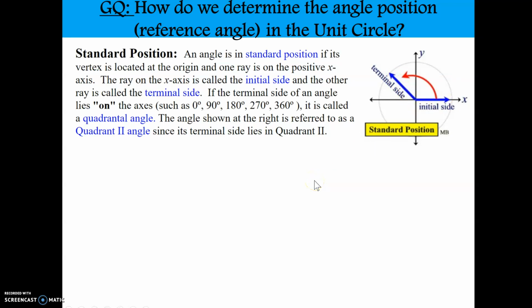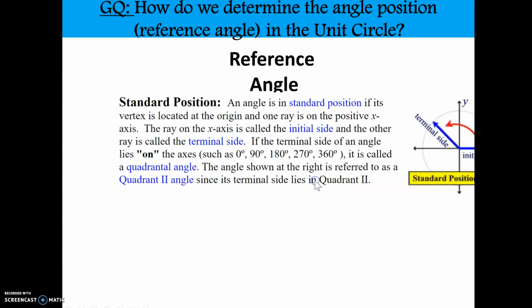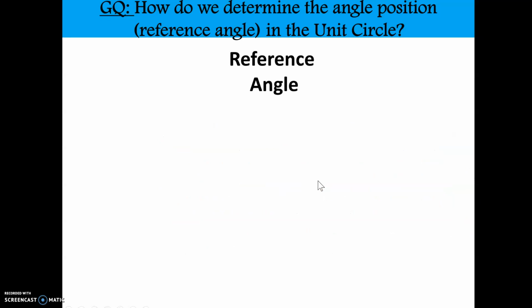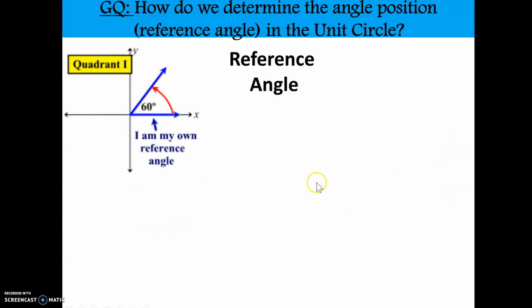So there are 4 quadrants in this diagram. Let's talk about the reference angle in all 4 quadrants. In quadrant 1, the angle measure is going to be between 0 and 90. So whatever that angle measure is from 0 to 90, it would be the reference angle on its own. If you notice over here, I gave you a 60-degree angle. If it was a 30-degree angle, then 30 degrees would be the reference angle. If it was a 45-degree angle, then 45 would be the reference angle. So if it's an angle measure between 0 and 90, it's pretty simple.